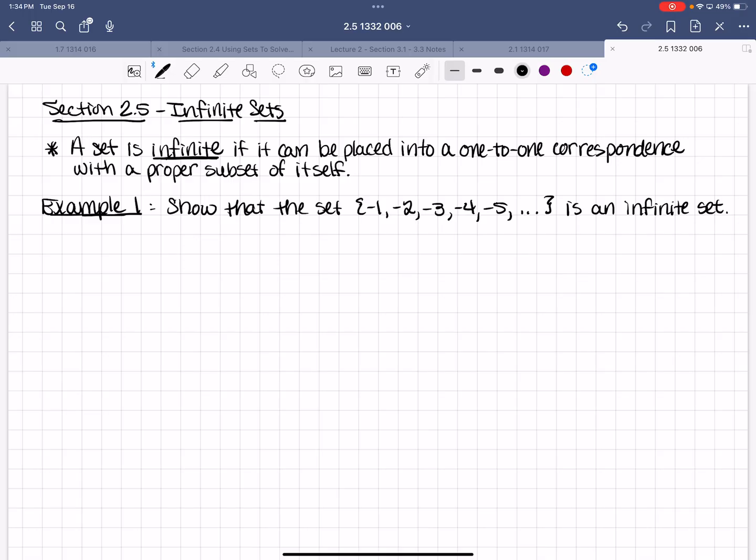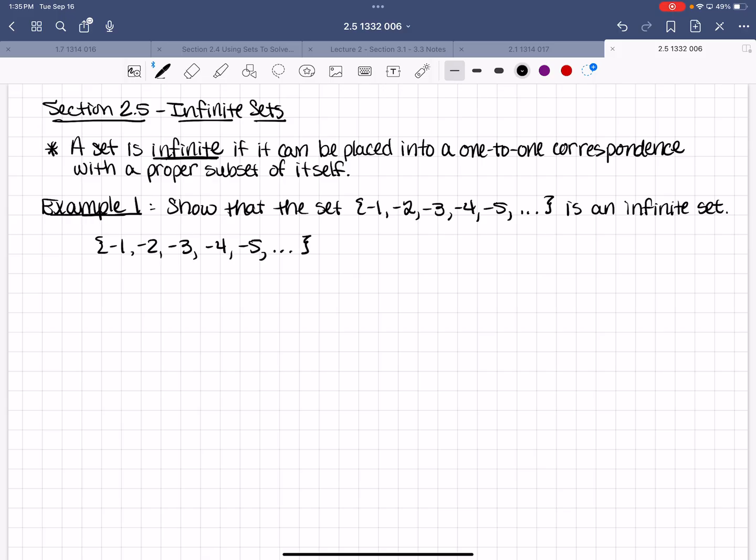Okay? So what I need to do is take that set and find a subset, not itself, but another subset in there, and show that everybody matches to one. The way we typically do that in this section, anyways, for your purposes, is we decide that we're going to multiply that original set by something. So, the original set is -1, -2, -3, -4, -5.